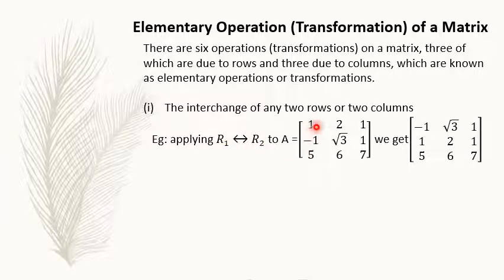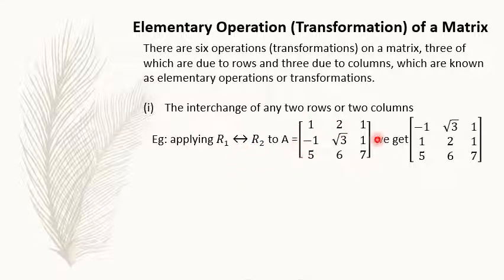First operation. Suppose we have a matrix. Then we can interchange the rows of that matrix. Similarly, we can interchange the columns of that matrix. Here, a 3 by 3 square matrix A is given. Then R1 becomes R2, R2 becomes R1, which means that the first row is changed to the second row and the second row is changed to the first row.